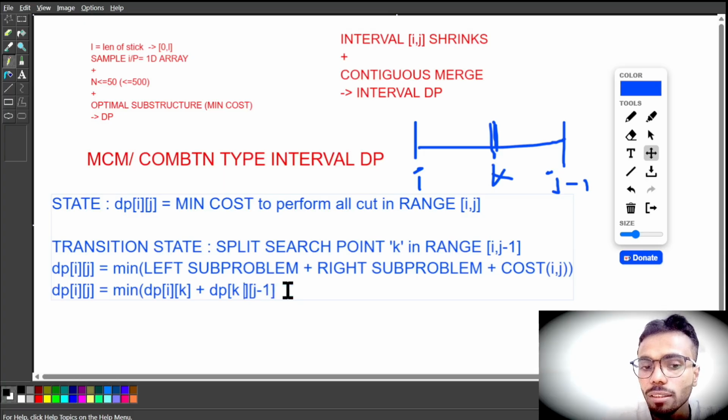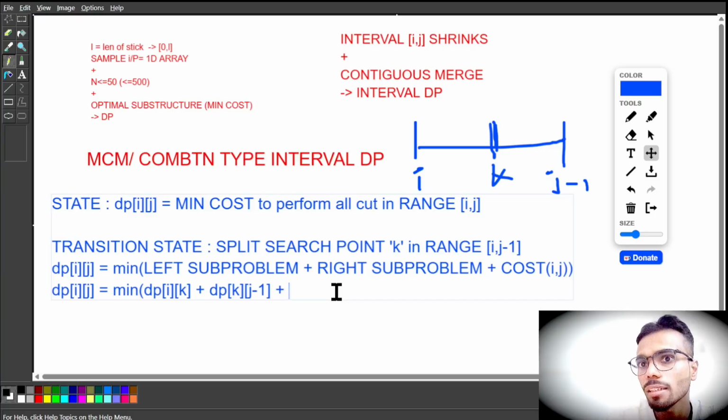But since it's not a real item, I can share this. That's why I put it as k to j minus 1. And if it's a real item, I look for k plus 1. So I cannot take it as j, because when I iterate over k in the length j minus 1, it will go out of bound. That's why in general, in MCM combination type, k lies in the range i to j minus 1, and that is a safe one. And here, due to sharing, it starts with k.